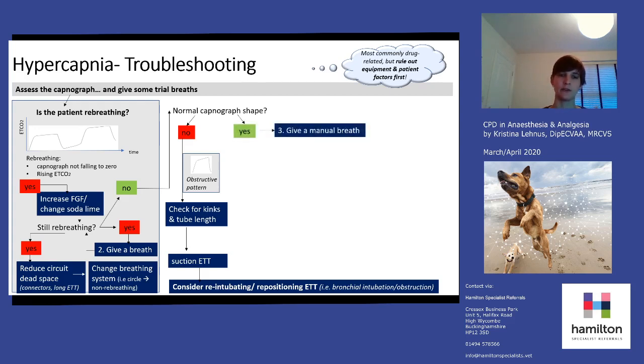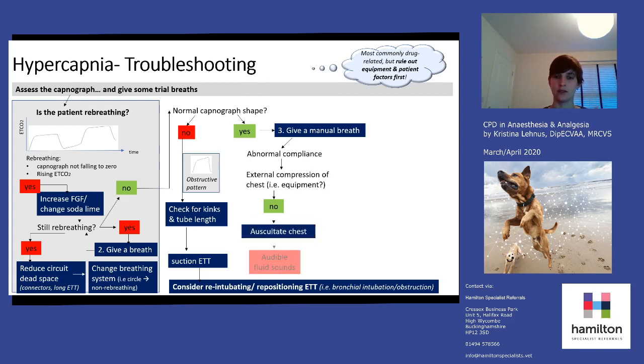If your capnograph shape is normal, then you should give another manual breath. And if the compliance is abnormal, you should consider whether or not there might be external compression of the chest. So is there a sandbag squishing the patient? Is there surgical equipment lying on them, or somebody resting a hand on a tiny cat? But if the answer is no, then you should auscultate the chest.